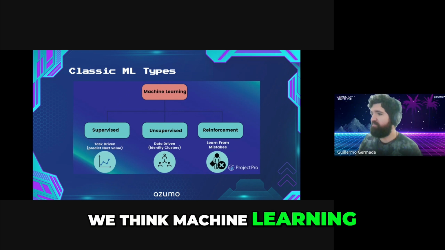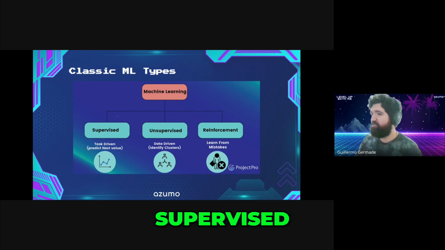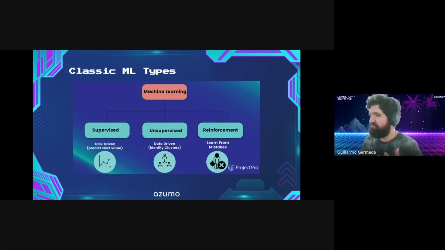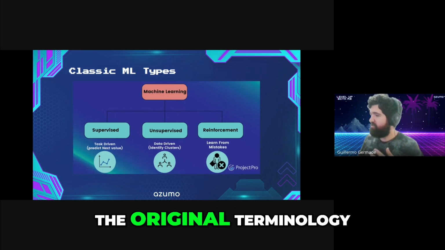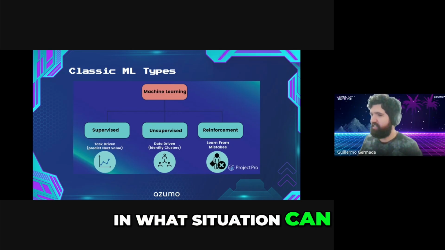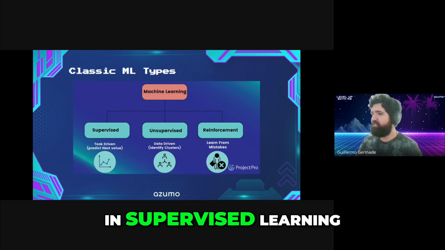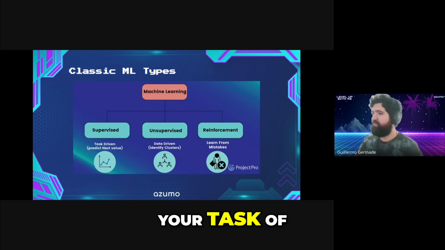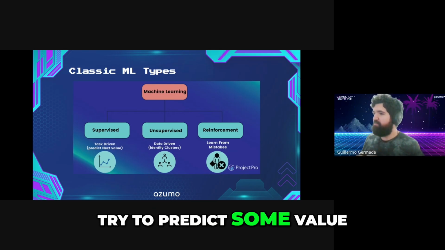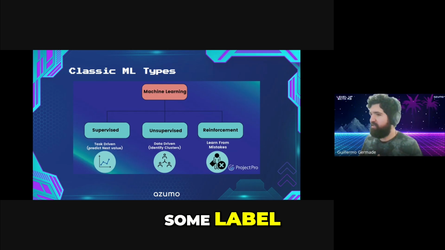Within machine learning, supervised, unsupervised, and reinforcement are kind of the original terminology for how you classify a model. In what situation can you use a model? In supervised learning, the task of the algorithm that you use is to try to predict some value, some label. We'll be looking at examples.